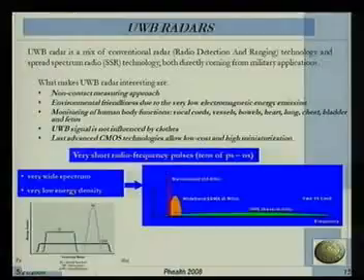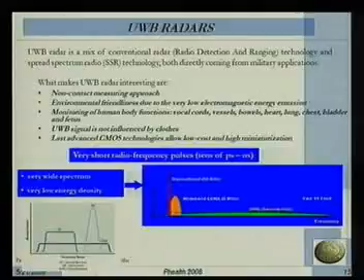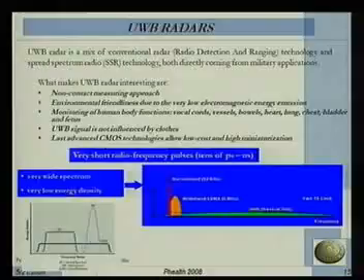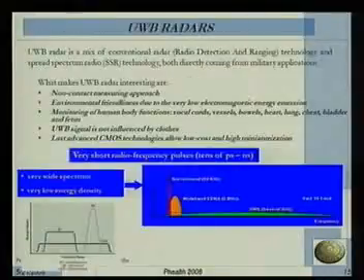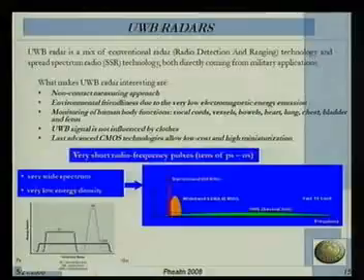Ultra-wideband technology is a radio frequency technology, a mixture of conventional radio detection and ranging, and spread spectrum radio technology. Ultra-wideband means that we have very, very short radio frequency pulses, about picoseconds or nanoseconds, over a very wide spectrum, ranging from 3.1 gigahertz to 10.6 gigahertz.